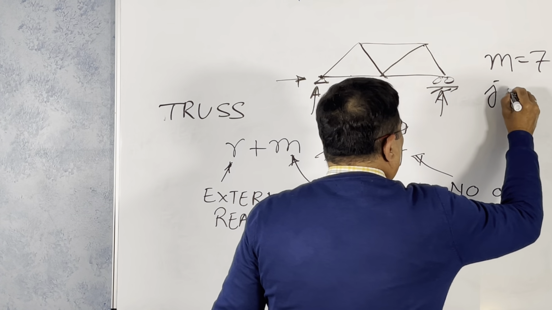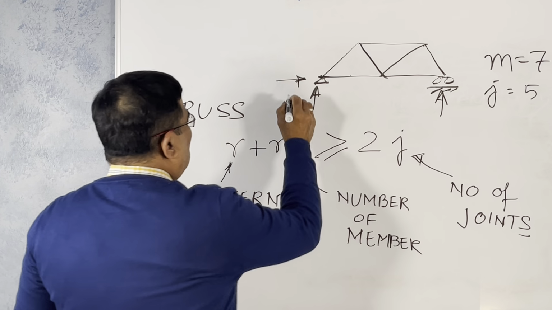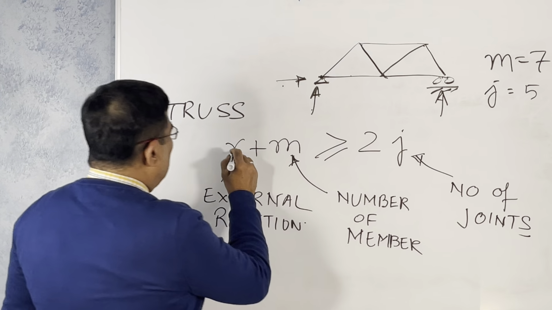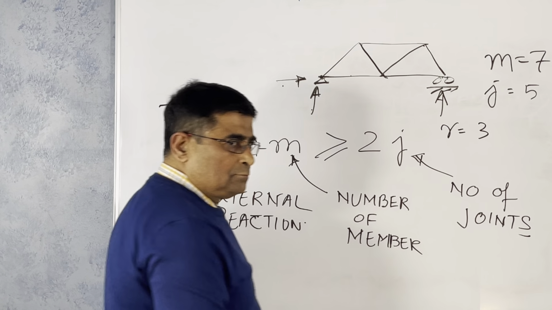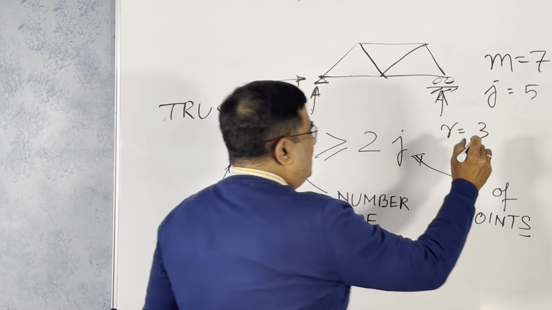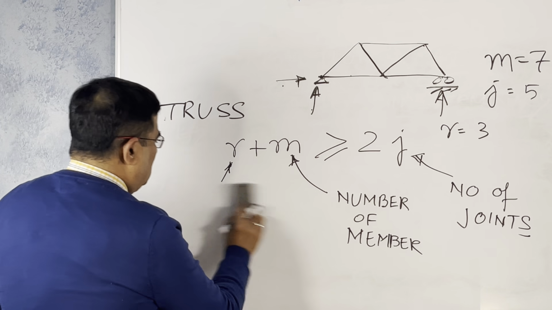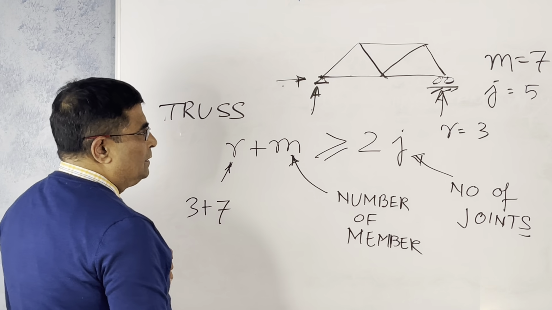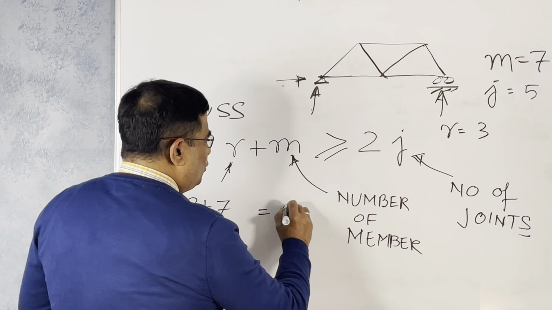J equal to 5. How many reactions? 1, 2, 3. Here R equal to 3. M, the number of members, is 7. So R plus M, 3 plus 7, is equal to 2 times 5.